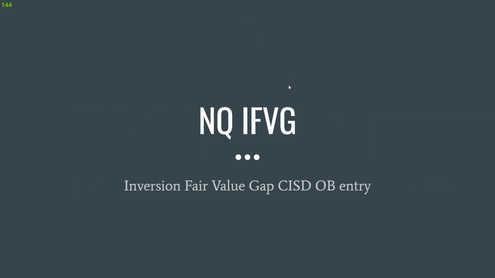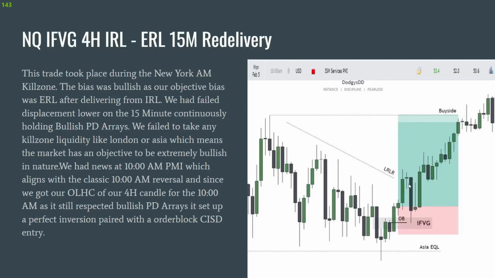So, starting with the inversion fair value gap model, I took on NQ. I believe it was on Monday, and it was an inversion fair value gap with a change in state of delivery order block entry. So as you can see here, NQ inversion fair value gap for our internal range liquidity to external range liquidity, 15-minute redelivery. And I have our little representation right here, an order block change in state of delivery, which also inversed this fair value gap.